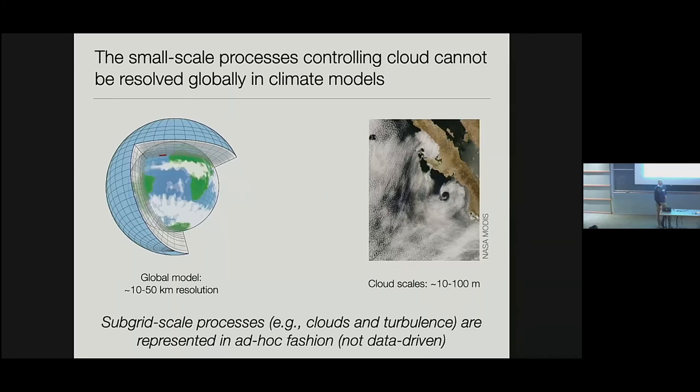So the way clouds are represented is fairly ad hoc in models, somewhat empirical, but often not even all that empirical. I mean, the principal ways clouds are being represented go back to good ideas in the 1970s that were adequate for the data and the computational resources at the time. And you can question whether these ideas are still the ideas we should be pursuing given the data we have now and the computational resources we have now.